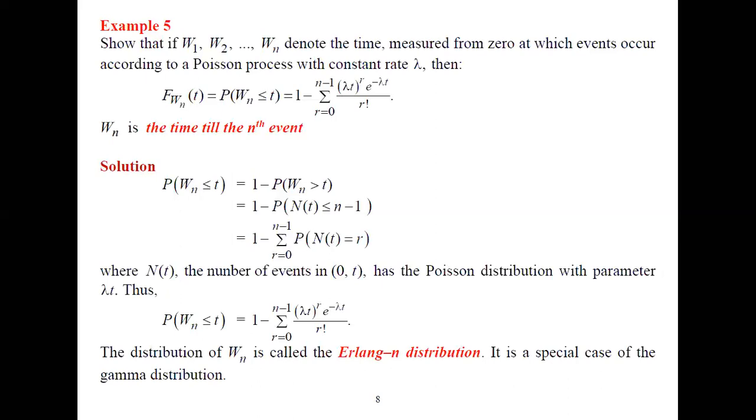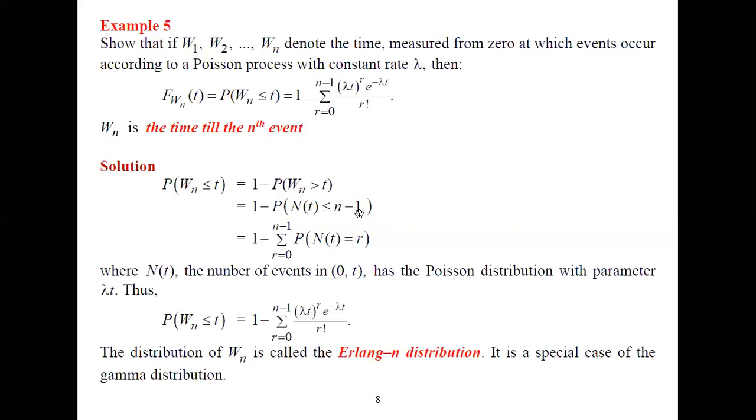Because even if all the 10 students came after 30 minutes, it will still fall under the same category. Or it could happen that 9 students came before the 30 minutes. But all we know is that the 10th student came after 30 minutes, and we don't know when the other 9 arrived. So if the nth event occurs after 30 minutes, then between 0 to t, before the 30 minutes, the number of events is n minus 1 or less.